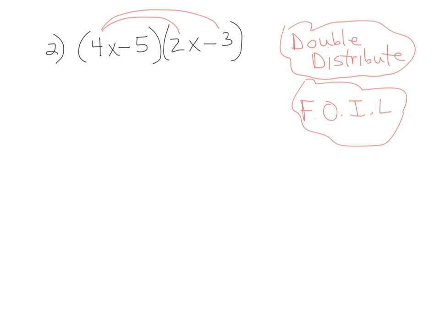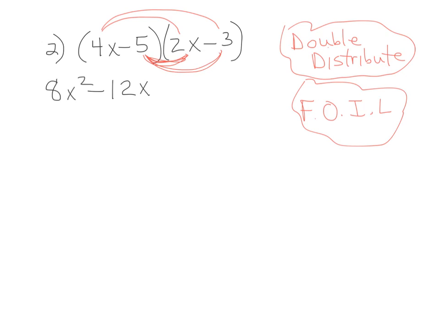4x times 2x, 8x squared. Then 4x times negative 3, negative 12x. Okay, now I haven't double distributed, I only single distributed. So now I want to distribute the negative 5 once, twice. Distribute it, first there and then here.